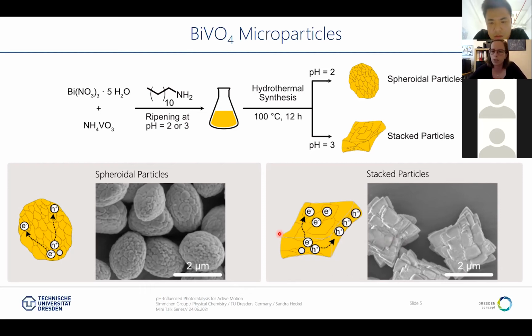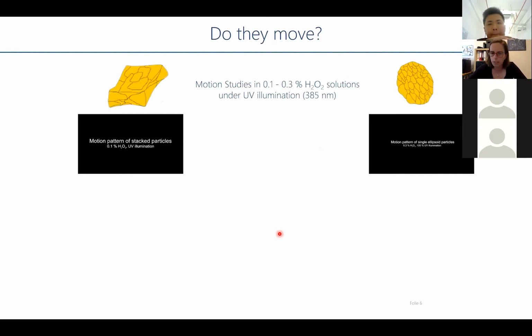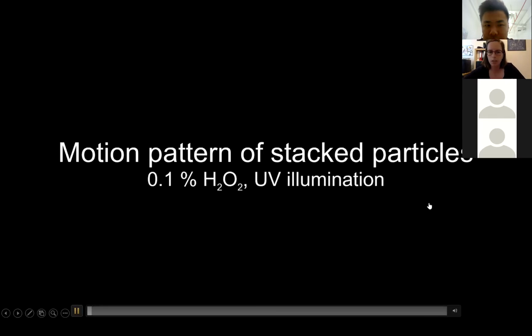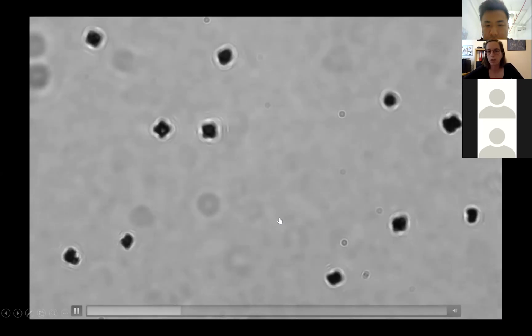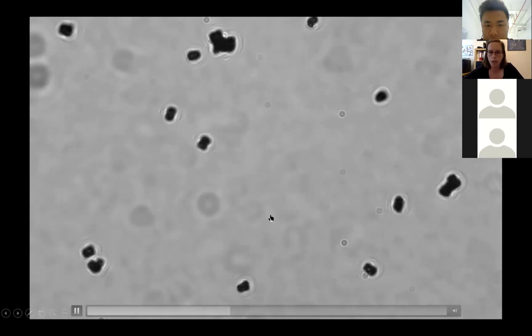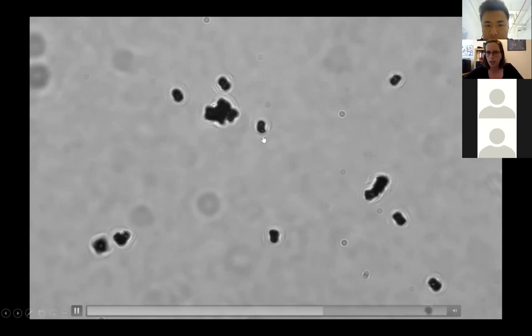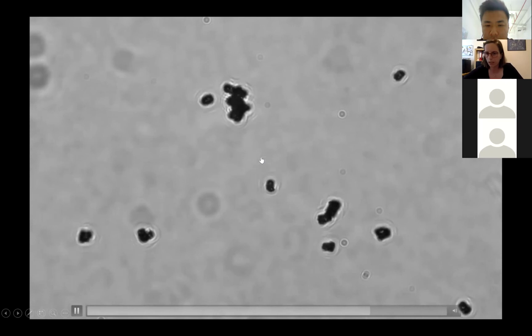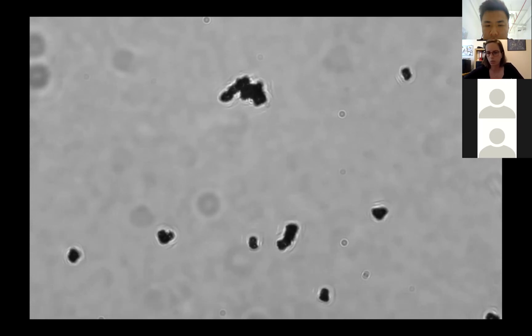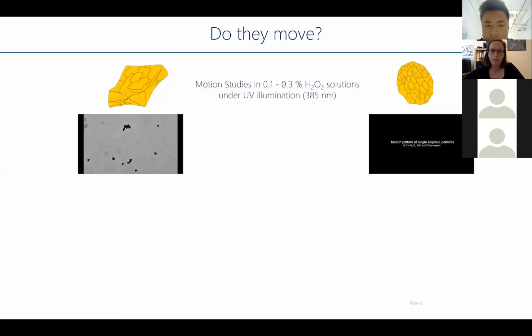Now the prize question is, do these particles actually move? And for this, I brought you some videos. First, for the stacked particles, they are usually immersed in peroxide under UV illumination, and you can see when the UV light is shining on them, they rotate by 90 degrees, they kind of stand up, and then they start moving actively, although they only consist of one material. So there must be sufficient asymmetry for them to actually move.